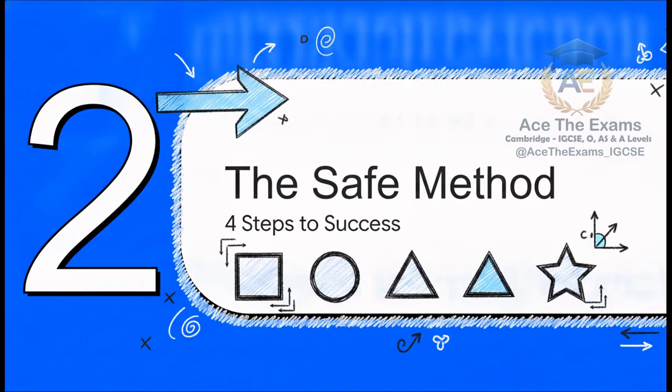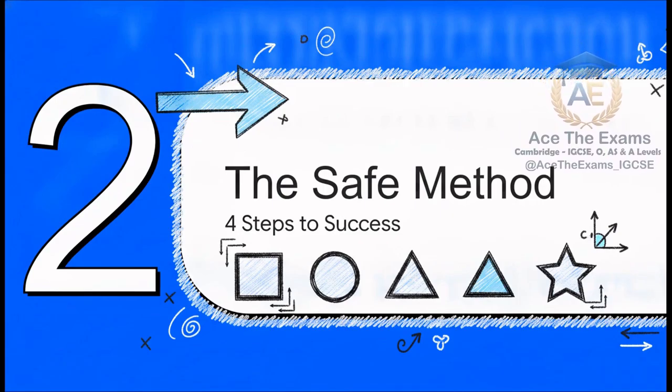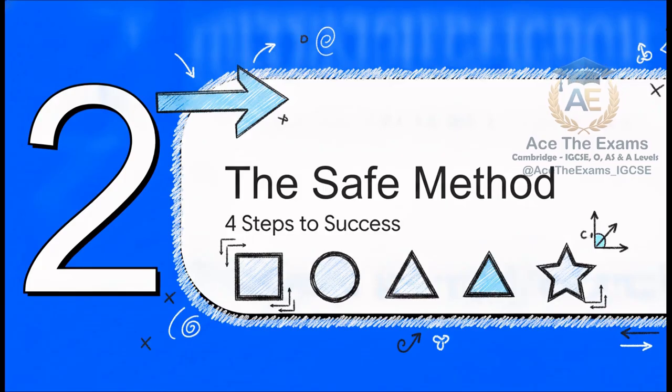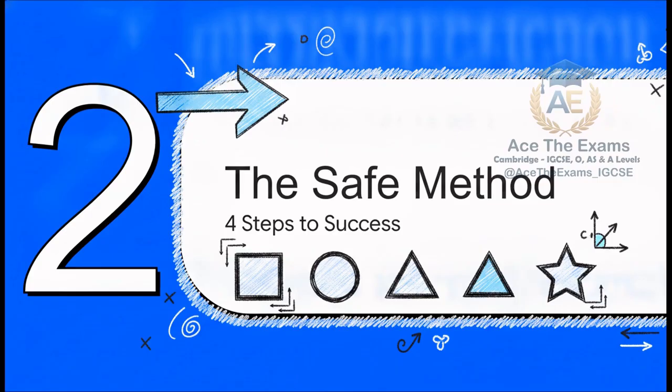Moving on to Section 2, the SAFE method. This is where we reveal the strategy to counteract those exact traps. It is all about decoding command words and applying a rigid, dependable structure.